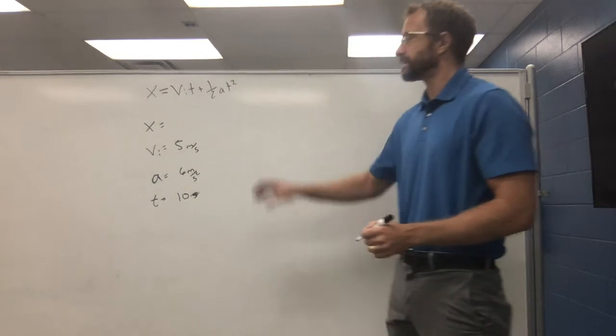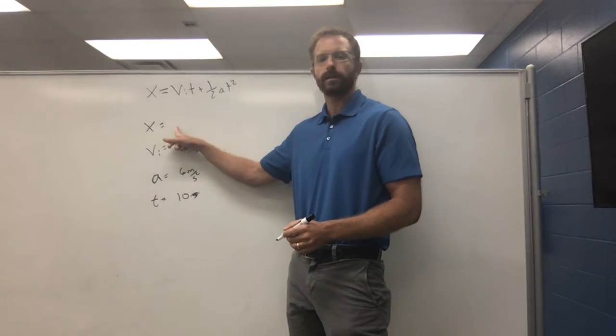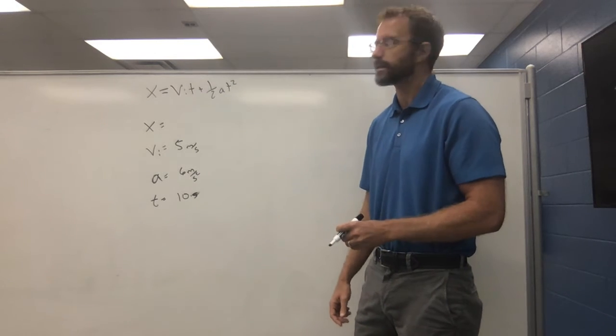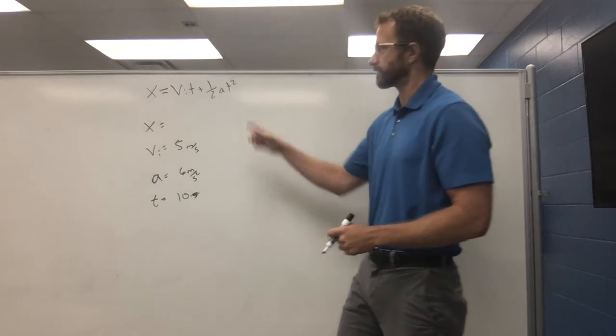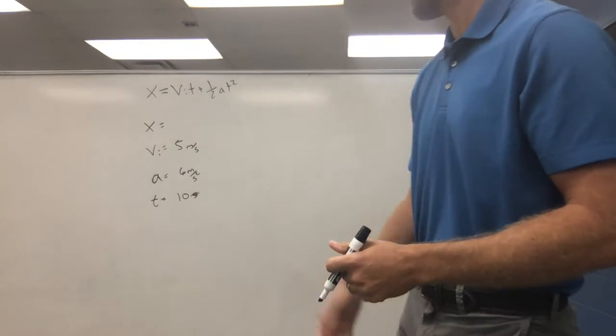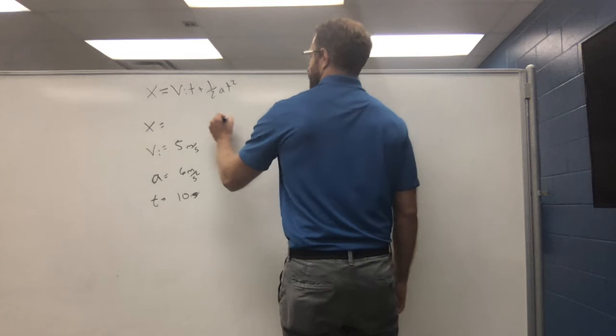What we could find with this equation is how far we have gone in that time. This equation wouldn't tell us how fast we're going at the end of that 10 seconds. That would be a different equation we'd need, because there's no final velocity in here. But this would tell us how far we've gone in that time. So now I'll rewrite my equation.